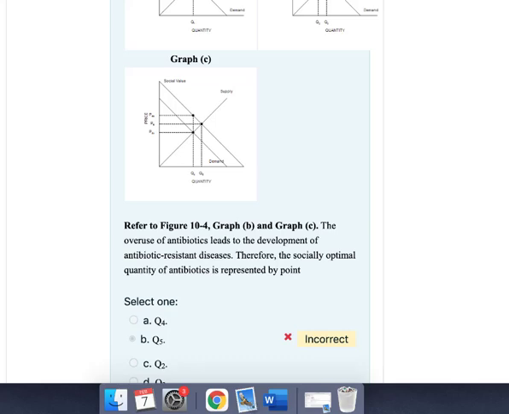Okay. I can't find my cursor right now. There it is.